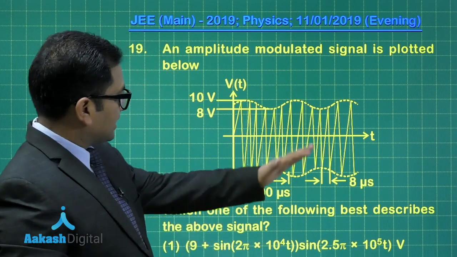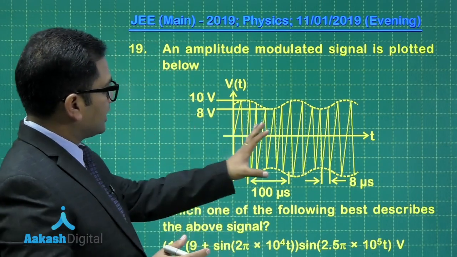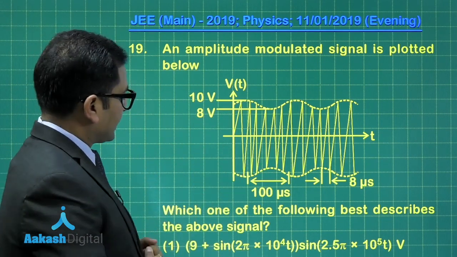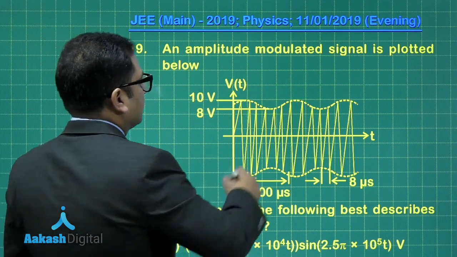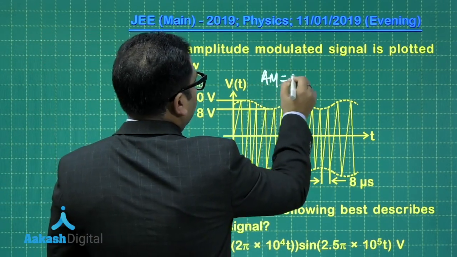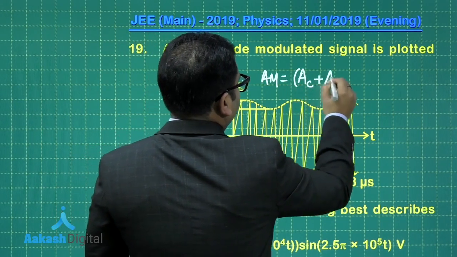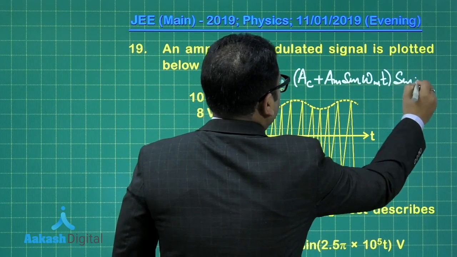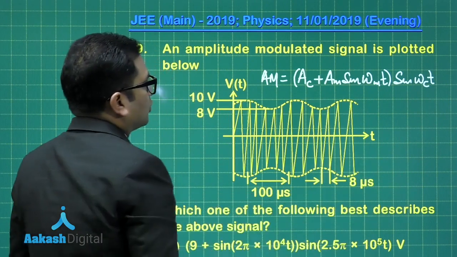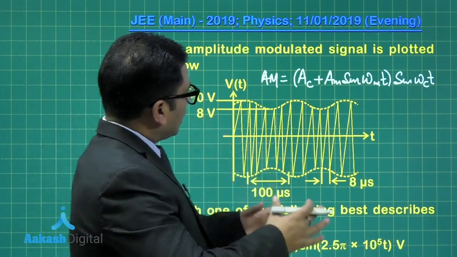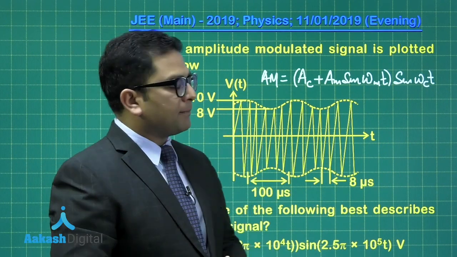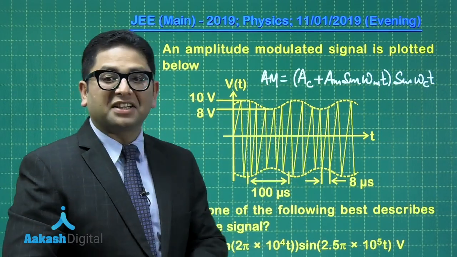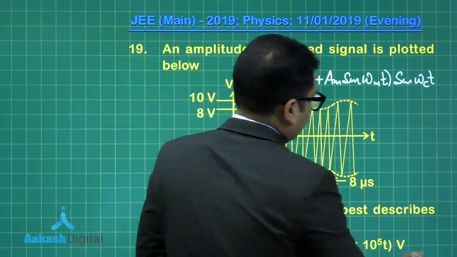All right, it's an AM signal, and on the basis of this signal, you need to write the best equation that characterizes it. Any AM wave is written in this way: (AC plus AM sine omega m t) multiplied by sine omega c t. So this is how we move. All you need to do is calculate the values of omega m, omega c, AC and AM, then fit them here. That's all. But yes, a bit of thought process is involved.